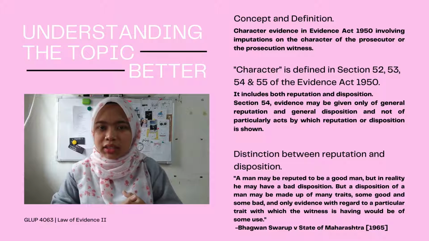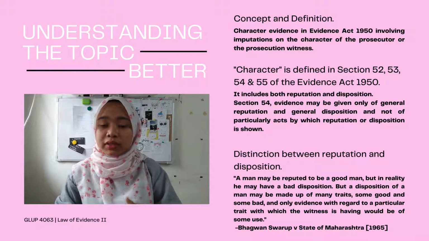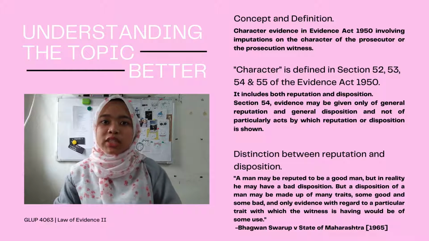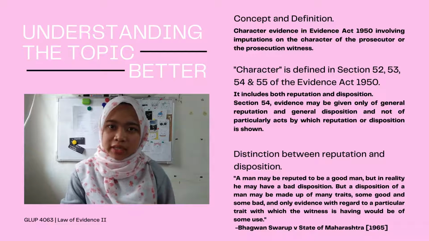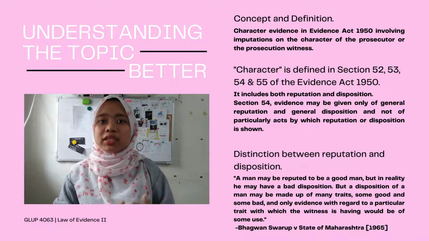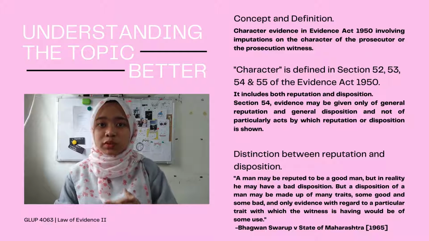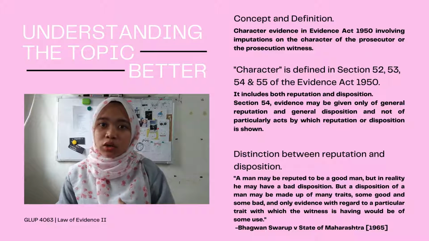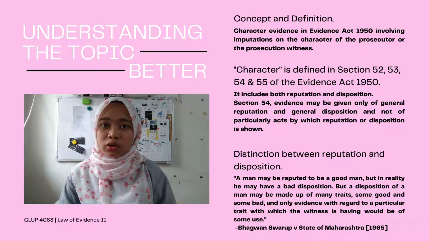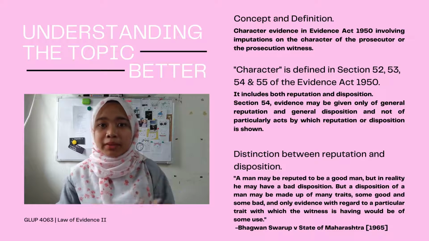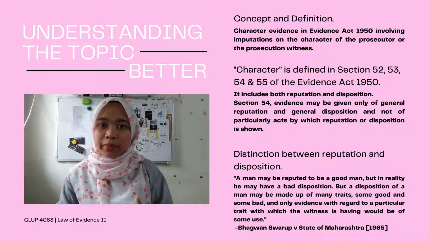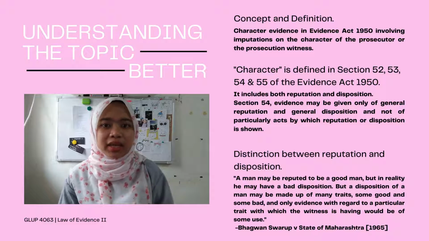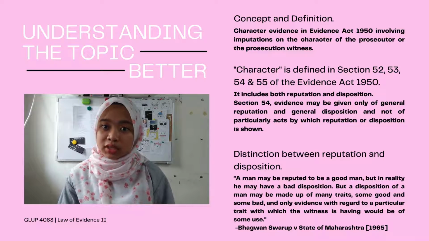Character is defined in sections 52, 53, 54, 55, which include both reputation and disposition, but except as provided in section 54, evidence may be given only of general disposition and not of particular acts by which reputation or disposition is shown. A distinction between reputation and disposition: a man may be reputed to be a good man, but in reality, he may have a bad disposition.